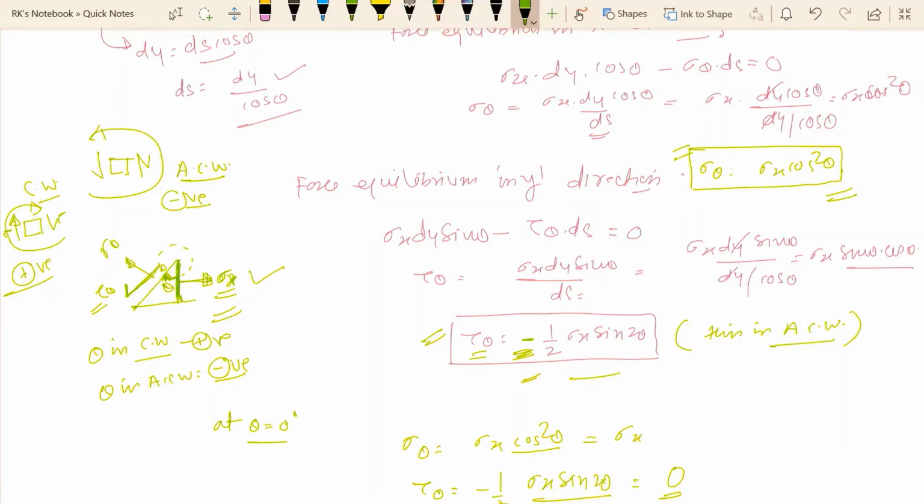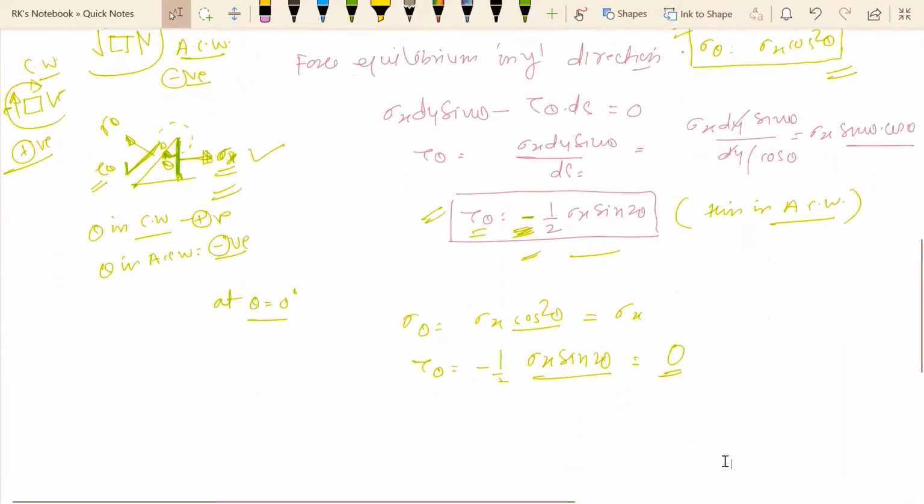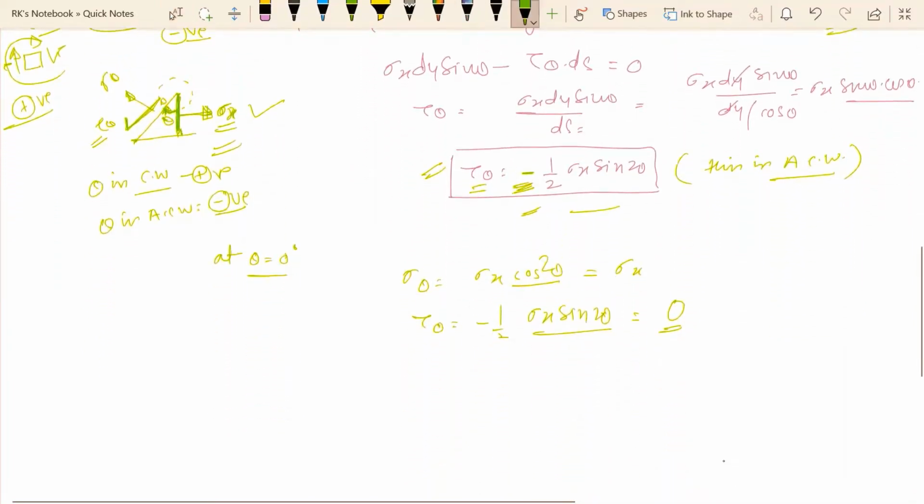Now we can find out the resultant stress of this sigma theta and tau theta. So let's consider the resultant stress on the inclined plane, or oblique plane.